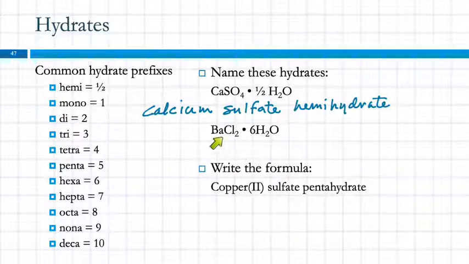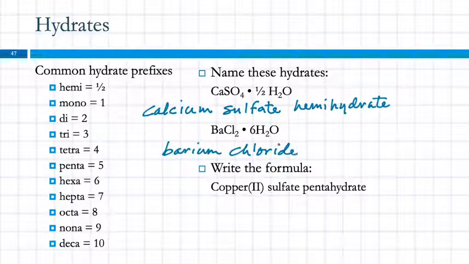How about this one? Barium chloride. Barium is in group 2A, so it doesn't need a Roman numeral. And then the prefix for 6, hexahydrate.